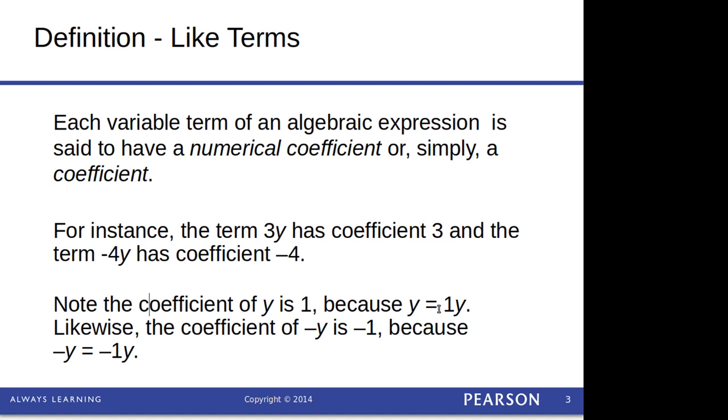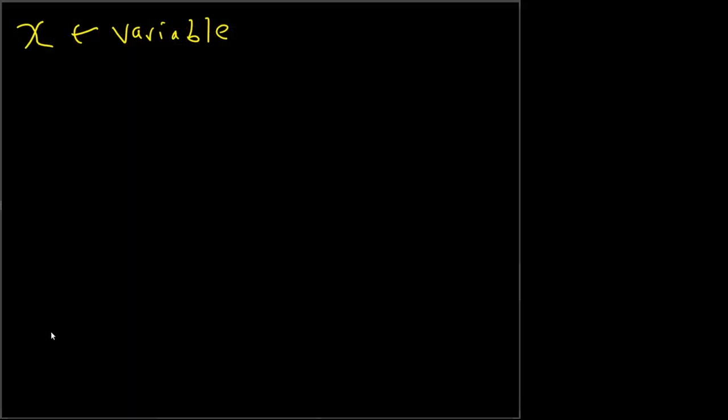Okay, so 3y has a coefficient of 3 because it's the number in front of it. Negative 4y has a coefficient of negative 4. Plain y has a coefficient of 1. And negative y has a coefficient of negative 1. We discussed this when we were looking at coefficients. So let me put a couple of terms up here, and we'll look at the variables and the terms. Let me switch back to my Blackboard.